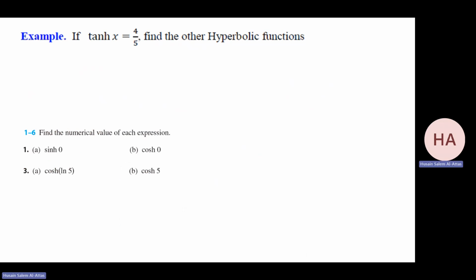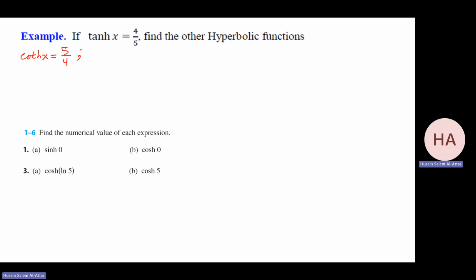Okay, now we'll do some problems. It says if tan hyperbolic of x equals 4 over 5, I want to find the other hyperbolic functions. Clearly, cotan hyperbolic is very easy, which is 1 over tan hyperbolic. That will be 5 over 4.